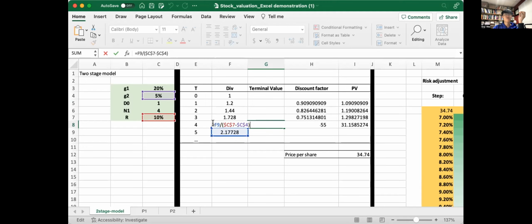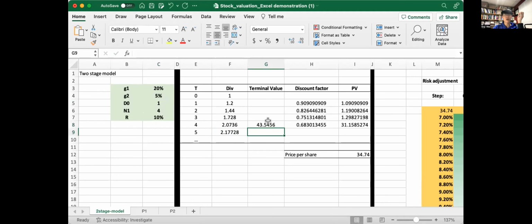Okay, so what you are going to do is to use the Gordon dividend growth model. So D1, divided by the difference between the required rate of return and the growth rate. And so this $43 is what we call the terminal value. And then we are going to discount back all the first stage dividends along with the terminal value to the present. We call that number the stock price. Okay.